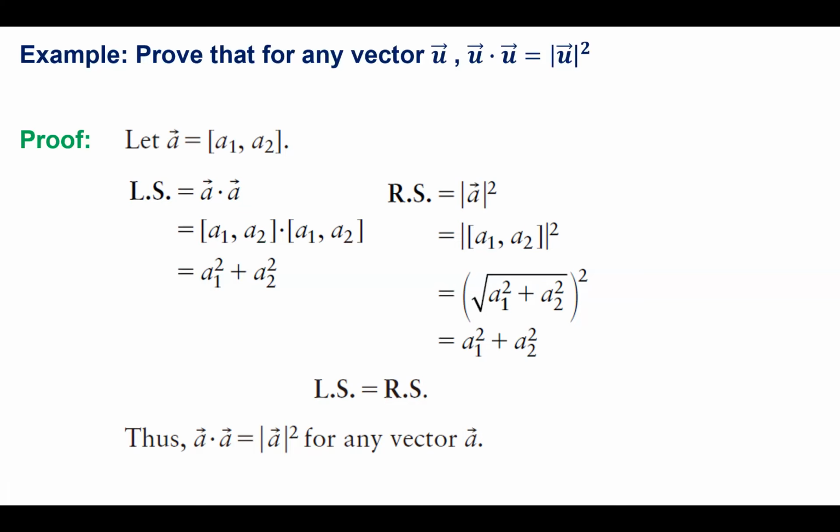So the left side is the dot product of A with itself, which according to the definition gives us A1 squared plus A2 squared, right? And the right side is the magnitude of A squared, which gives us the magnitude of (A1, A2) squared. And that also gives us A1 squared plus A2 squared. Therefore, the left side equals the right side. Thus, we know the dot product of any vector A with itself is always equal to the magnitude of this vector squared. Of course, here we use the letter A. You can also use letter u.